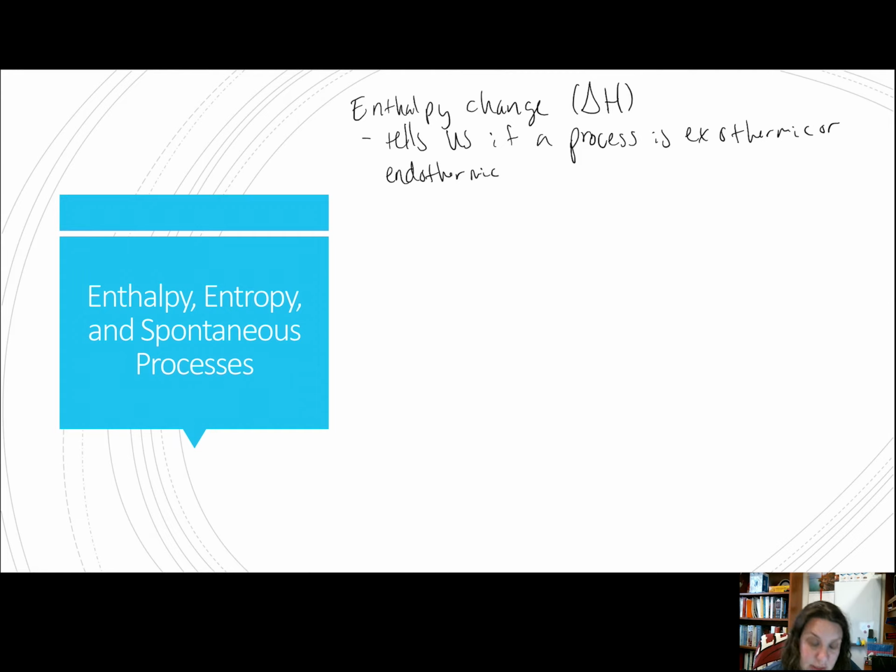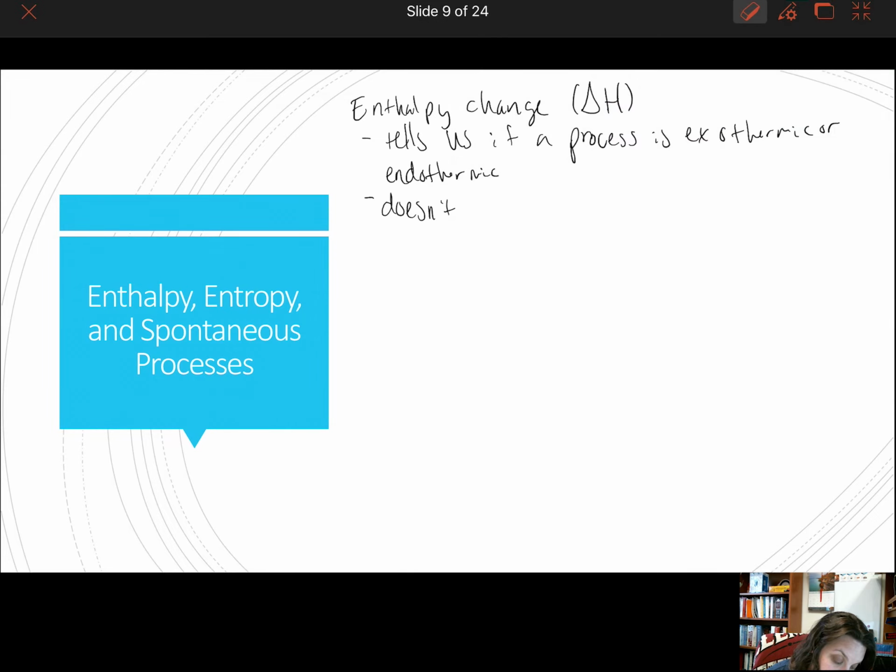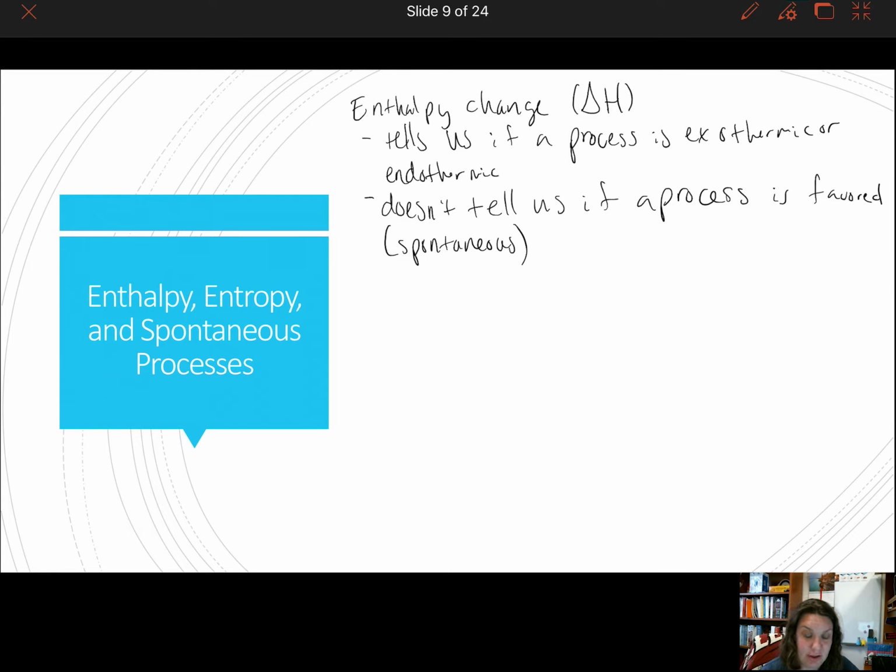So is it absorbing or releasing heat? Okay. Now, this does not tell us if a process will be favored. By being favored, this is going to be something that is spontaneous. So it doesn't tell us if a process is spontaneous or not. There are plenty of processes that are exothermic that are not spontaneous, or endothermic and spontaneous.